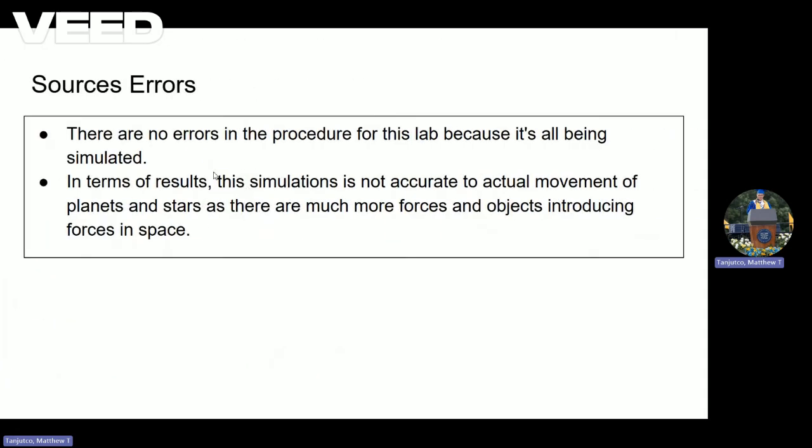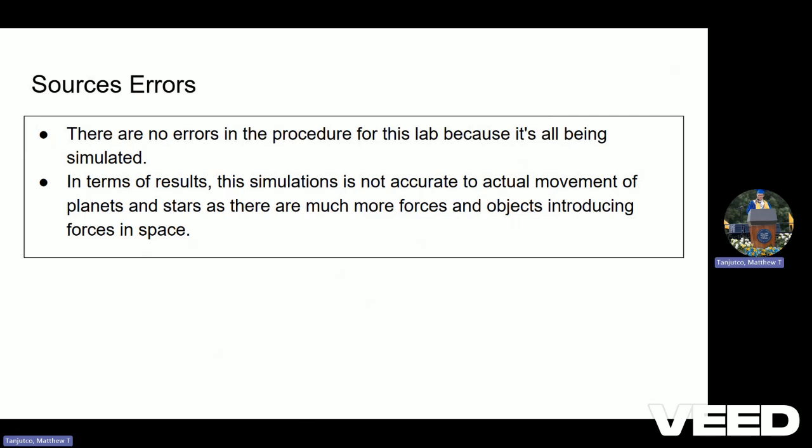Sources of error: there are really no sources of error in the procedure, as this lab is a simulation. However, in terms of result, this simulation is not accurate to actual movement of planets, as there are more objects in space acting on the systems that we are studying.